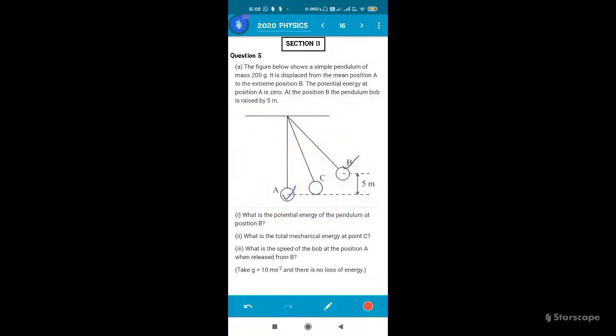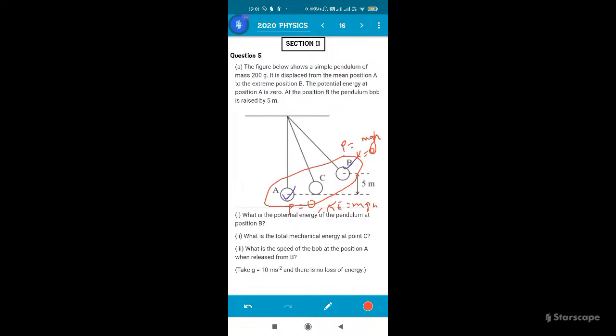Now if you remember, it was given in your book in a very clear manner that at the mean position there is no potential energy because it is not lifted above the surface. So the potential energy is 0 and the kinetic energy is equal to mgh, which is actually the potential energy at point B. At point B the potential energy is mgh, but there is no kinetic energy. And at position A the potential energy is 0 but the kinetic energy is equal to mgh. As a result, at any position throughout, the total mechanical energy will remain the same.